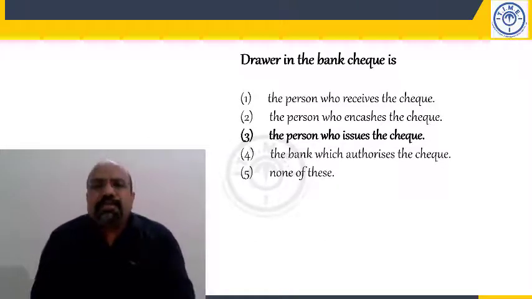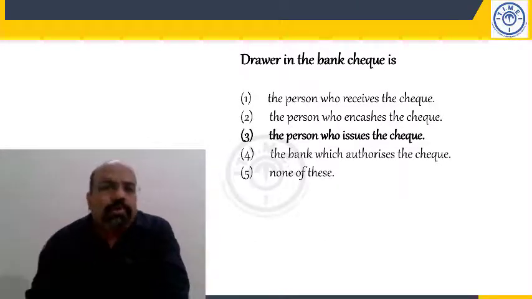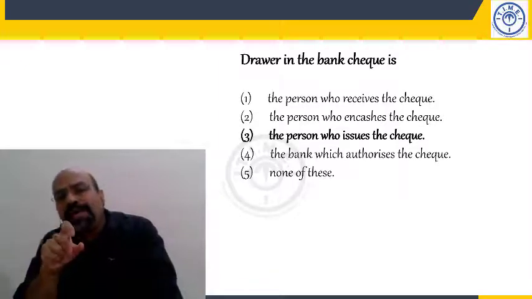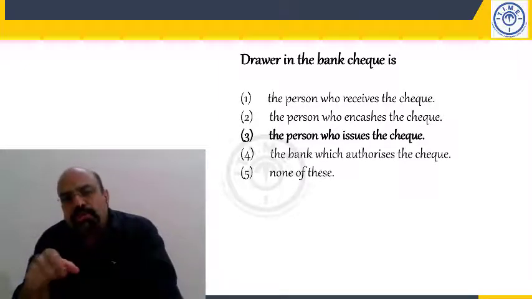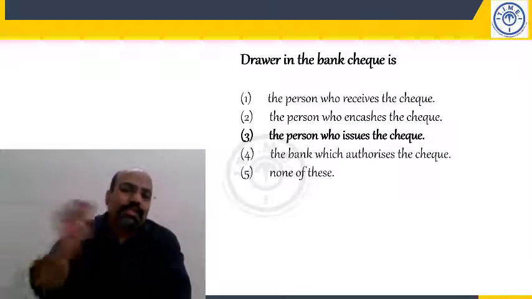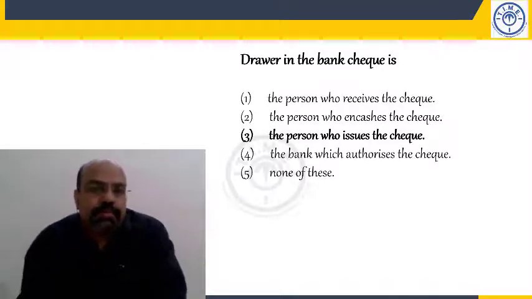Drawer in the bank check. On a check, who's a drawer? The person who issues the check. The person who encashes the check, choice 2, is called the drawee. Okay? The person on whom it is drawn is called drawee, basically.